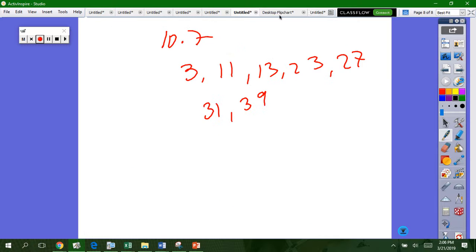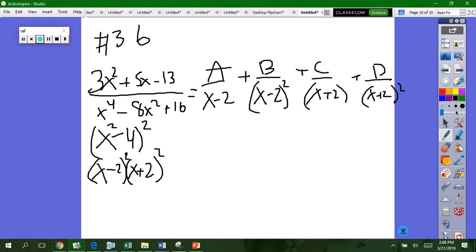I gotta find my thing again. There it is. All right. So I'm going to go ahead and multiply by my denominator of x plus 2 squared and x minus 2 squared. Here's what I would get: 3x squared plus 5x minus 13 equals, notice those x minus 2's, one of them would cancel, wouldn't they?